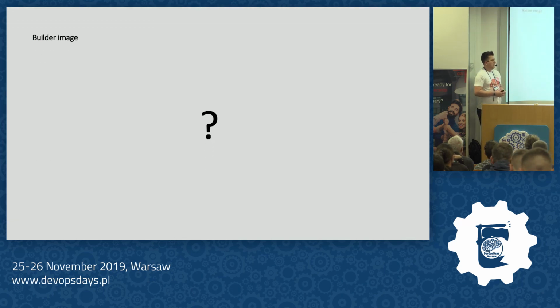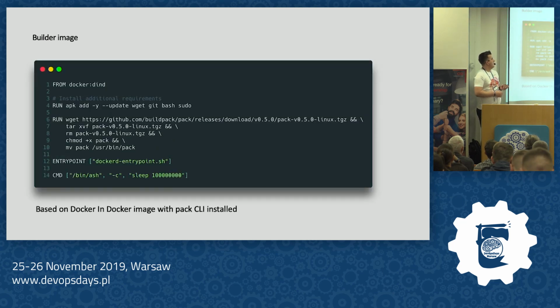So how complex can the builder image be if we want to hold pack inside, Docker in Docker, and all of the stuff which is required? Probably complex, or maybe not. The idea is to use the Docker in Docker image, which is provided by Docker. The only tools that are really required are pack and the dependencies to install pack in the image, and to rerun the entry point of Docker in Docker. And this is the whole builder image, which we run in the cluster. And in this image, we run the pack CLI.